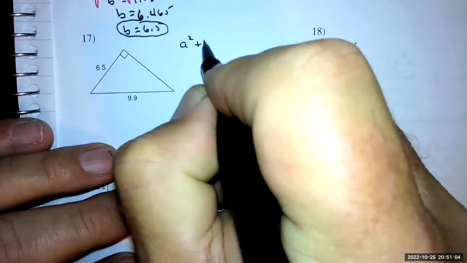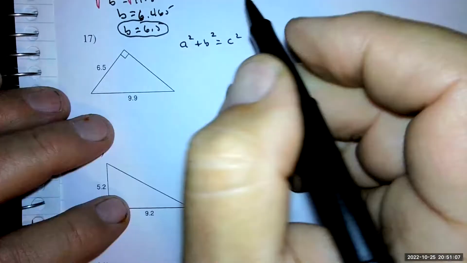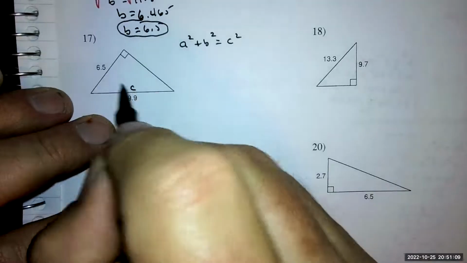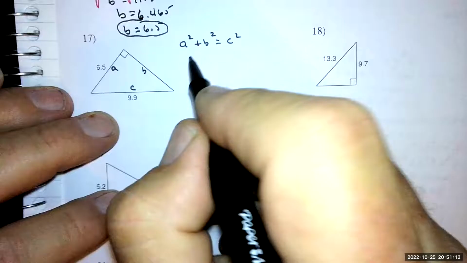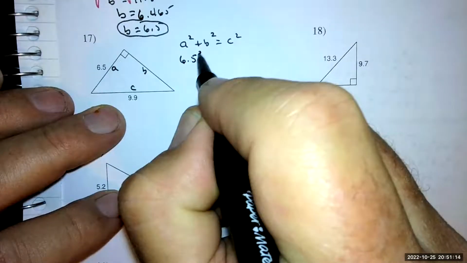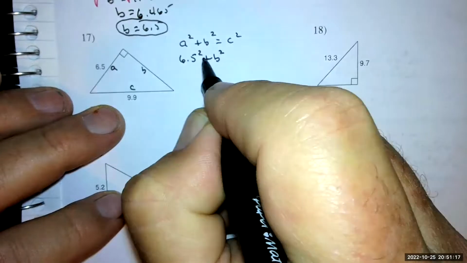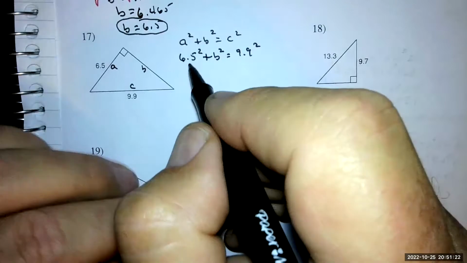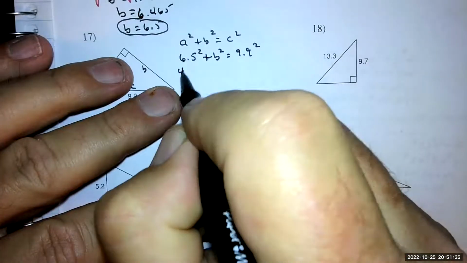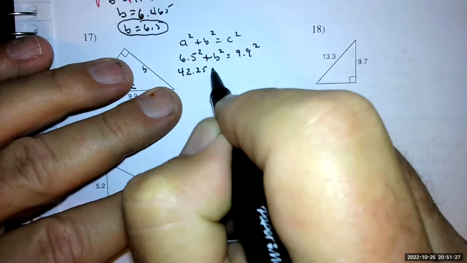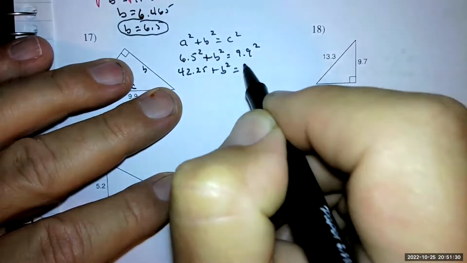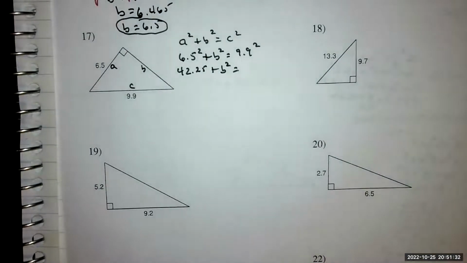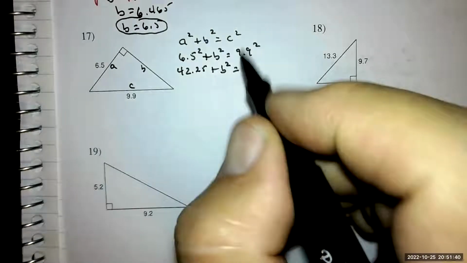A squared plus b squared equals c squared. All right, remember c squared is opposite the 90-degree angle. We'll make this a and this b. So it's going to be 6.5 squared plus b squared equals 9.9 squared. Boy, that's a big one. So 6.5 squared is 42.25 plus b squared. And then 9.9 times 9.9. I can't do that one in my head, sorry. It's 98.01.